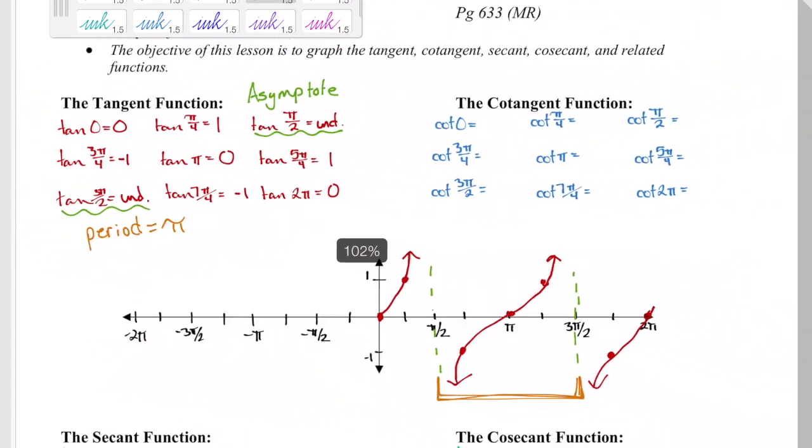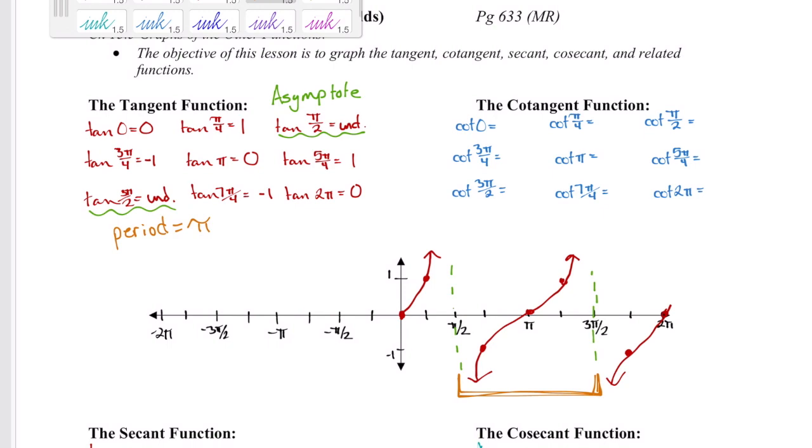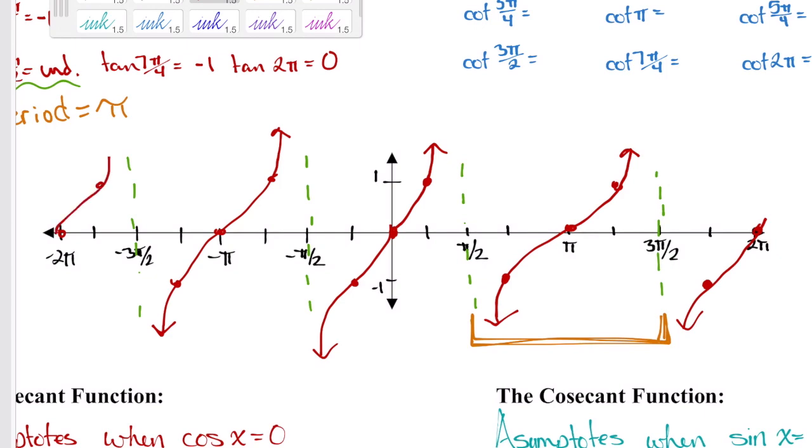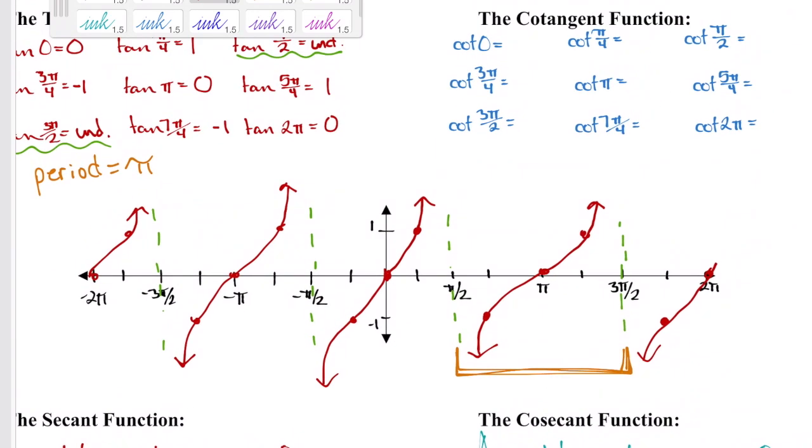So I have a period of pi here, which means for every pi I'm going to repeat myself, which means I'm going to have an asymptote at negative pi over 2 and negative 3 pi over 2, the same way as I did for positive pi over 2 and positive 3 pi over 2. And so this will be down at -1, so we can see that repeating. I've got another worm there. And then so on and so forth. This will just keep on going the same way that our sine and cosine did. So there we go. We have our tangent function.